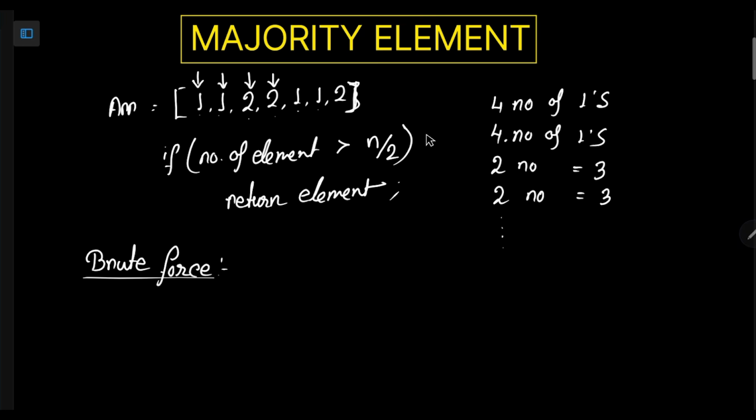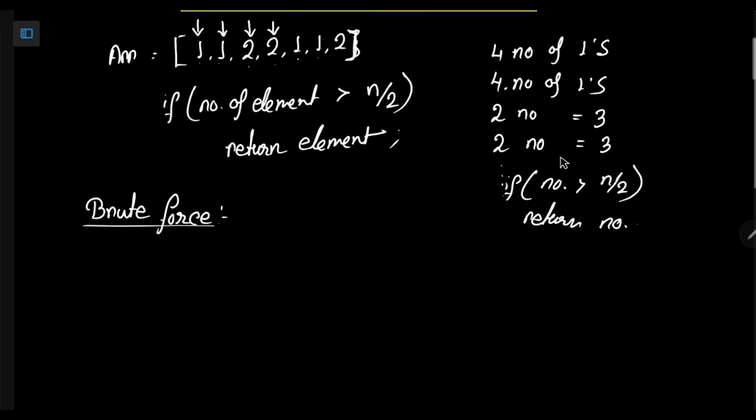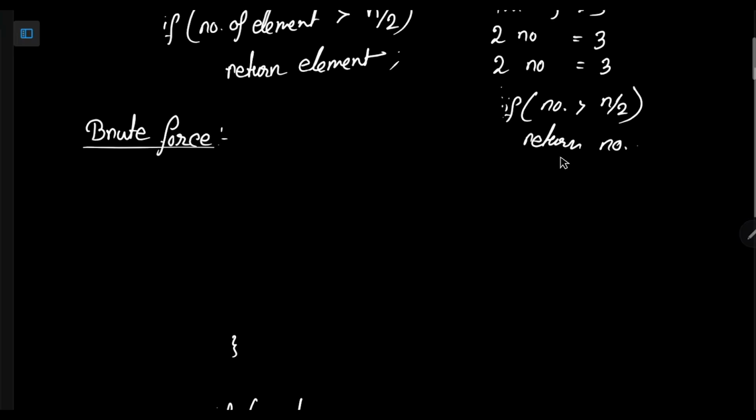After completing this loop, we will check if an element's count is greater than n by 2. Hence, it must be greater than half of the elements in the array. If that happens, then that element will be returned. So let's see our brute force.